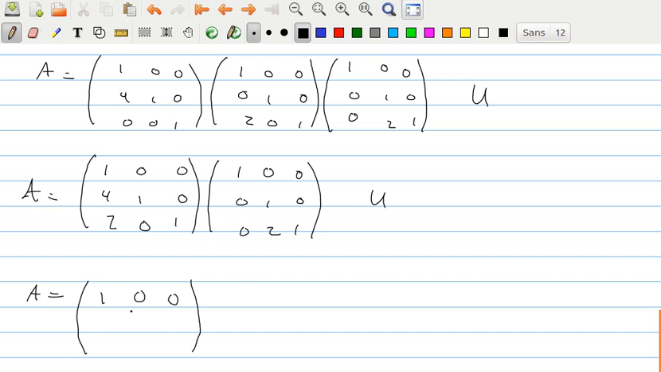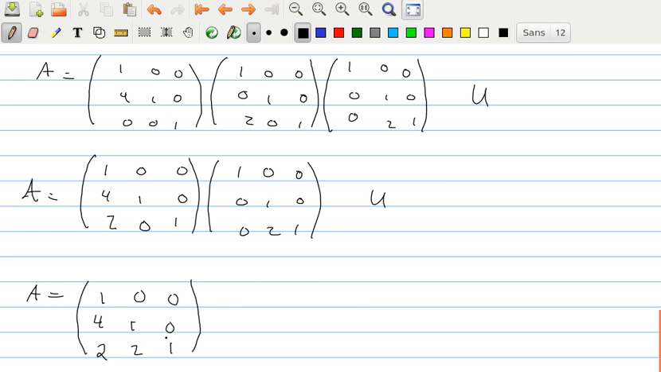Okay, now for the second row, we take the second row times the first column, we get 4. Second row times second column, we get 1. Second row times the third column, we get 0. Okay, now for the bottom row. We take the bottom row times the first column, we get 2. We take the bottom row times the second column, we get 2. And then the bottom row times the right-hand column, we get 1.